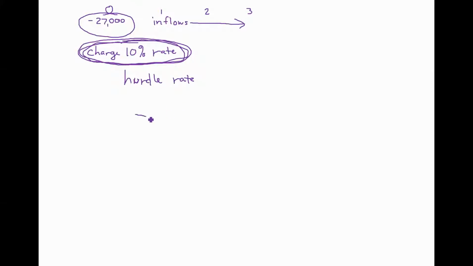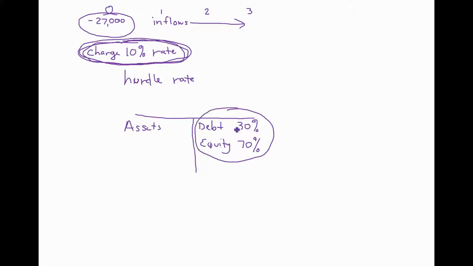Now, most companies don't borrow money from their parents. They've got all these assets over here, and these assets are financed by the sources on the right-hand side of the balance sheet, and those sources include debt and equity. And some companies use a combination of debt, maybe 30% debt and 70% equity. So I need to calculate a weighted average hurdle rate that's made up of 30% debt and 70% equity.